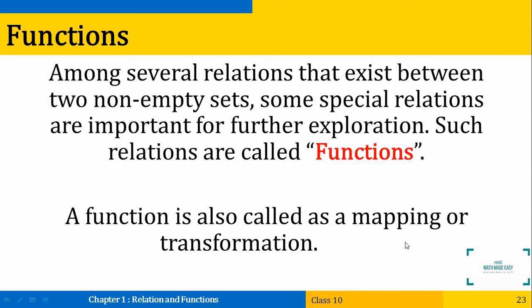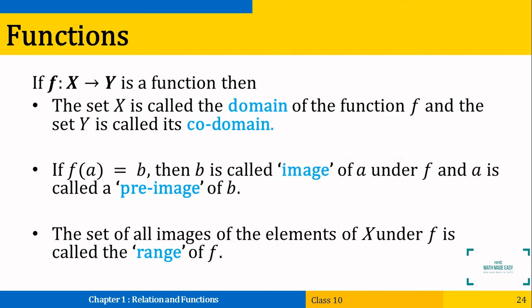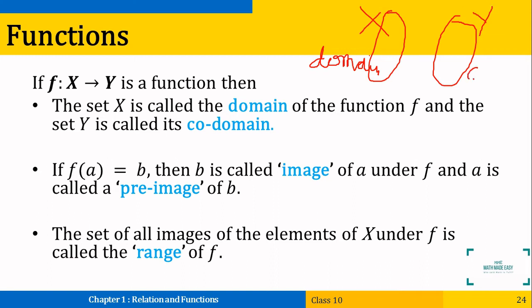The relation f from set X to set Y will be a function when all the elements in the domain have only one image in the codomain. The set X is called the domain and the set Y is called the codomain. To be very precise, the set where we start the mapping is called the domain and the set where we end the mapping is called the codomain.